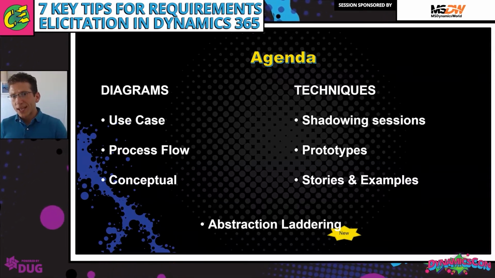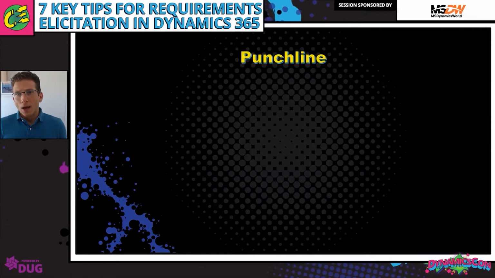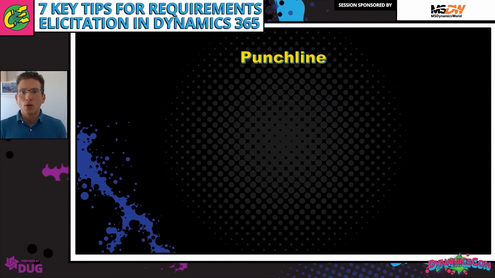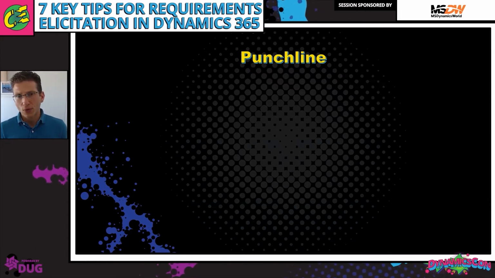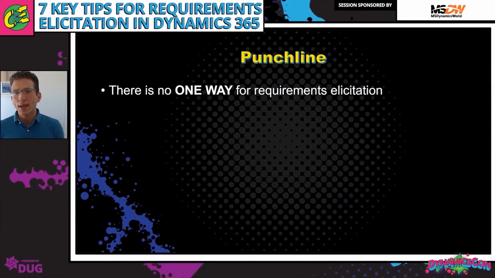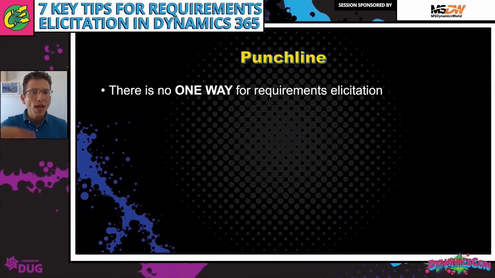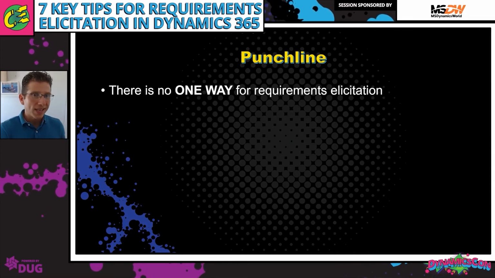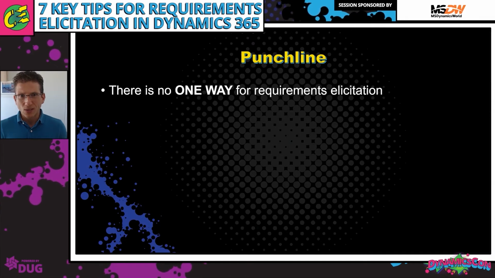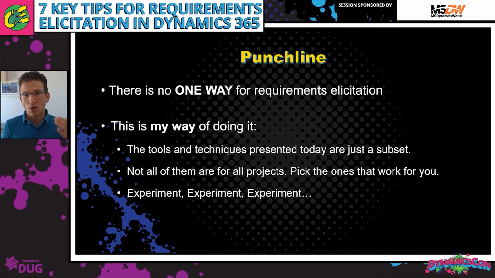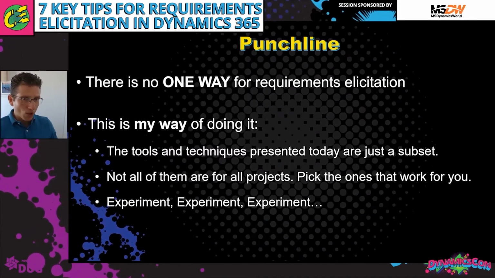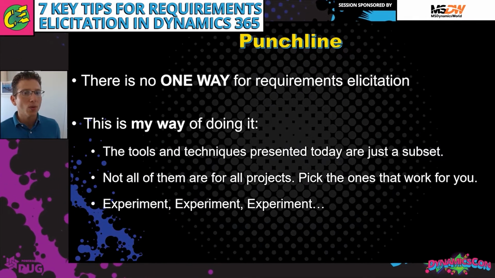Now, those 7 techniques are only part of an arsenal of tools, right? The punchline for today that I wanted to highlight is that there is no one way for requirements elicitation. There are way more techniques, tips and ways to elicit requirements, right? So this is my way of doing it. The tools and techniques that I present today are just a subset of the existing tools, but it's a subset of tools I use.